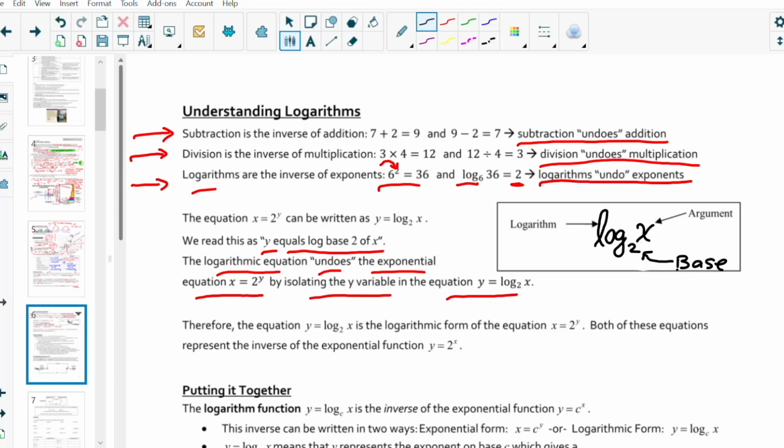Okay, pieces, parts of a logarithm. Log base 2 of x, we know how to say it, right? Y equals log base 2 of x. Let's focus on the log base 2 of x part. The log, obviously that's the logarithm. The 2 is the base. Remember how when we did something like 2 to the x, 2 is the base? Well, guess what? So we don't confuse you, right?